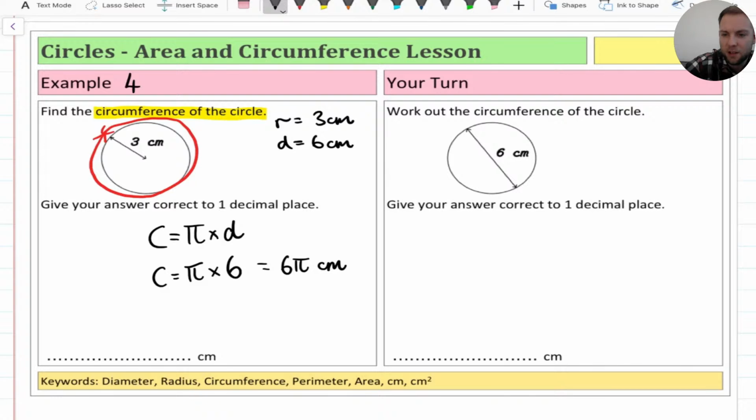That's exactly it. Yeah. So it's because it's not the area, it's the distance around. Okay, it's like the perimeter, isn't it? Yeah. So we'll write it down because it does ask it to one decimal place.